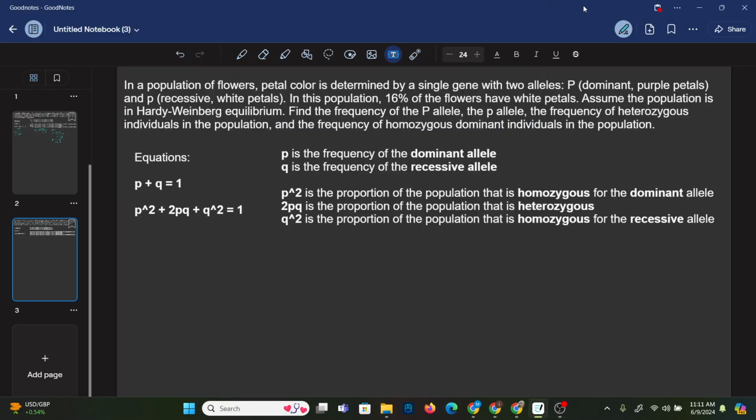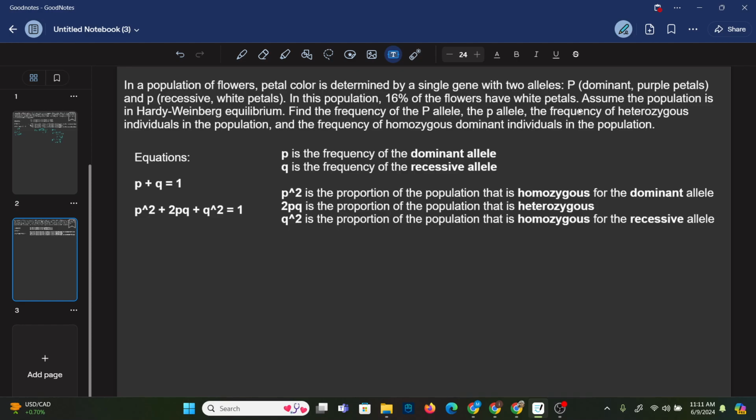So this is example 3 of Hardy-Weinberg solving. In a population of flowers, petal color of the flowers is determined by a single gene with two alleles. We have the big P allele, which is dominant and is for the purple petal phenotype. And we have little p, which is recessive and is for the white petal phenotype.